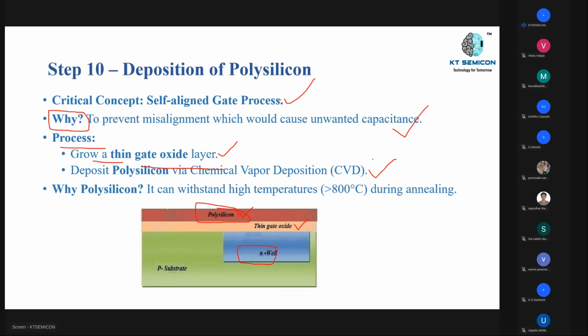Understand? And why are we using polysilicon? When we are having high temperatures, more than 800 degrees Celsius, this layer will protect the transistor. And this is the process of how we are creating polysilicon and thin gate oxide. So if anyone asks how we are creating polysilicon, by using some chemical vapor deposition steps we create polysilicon.